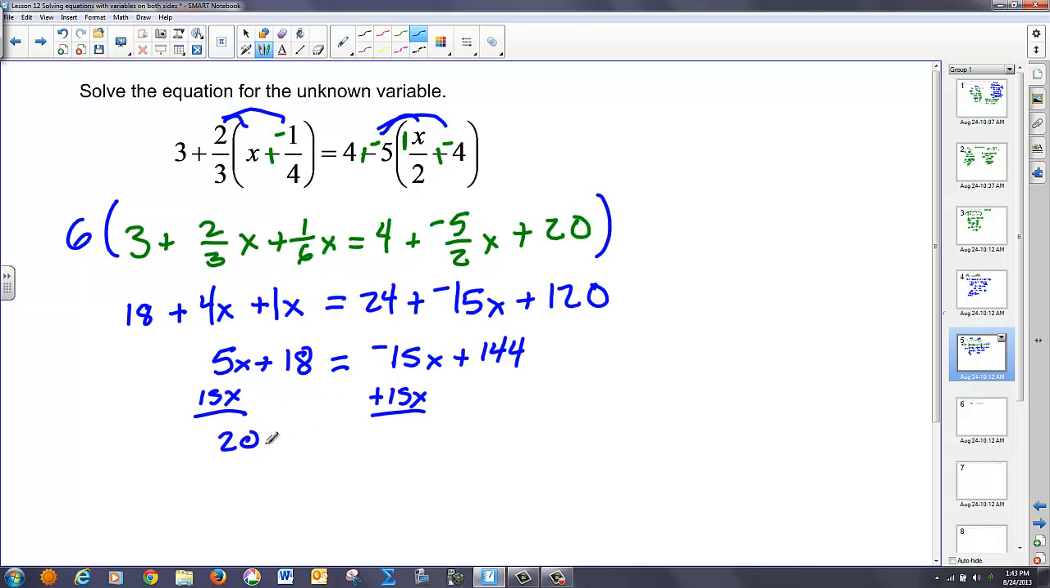Which gives me 20x plus 18 is equal to 144. Next, I'll isolate the x term by doing the opposite of adding 18 to both sides. So I'll add a negative 18 to both sides, which leaves me with 20x on the left, and 144 plus negative 18 is positive 126.